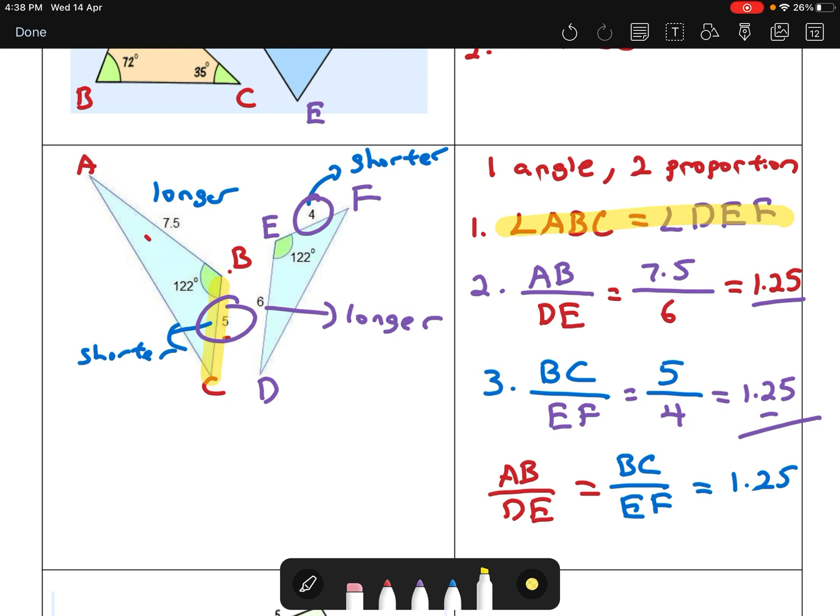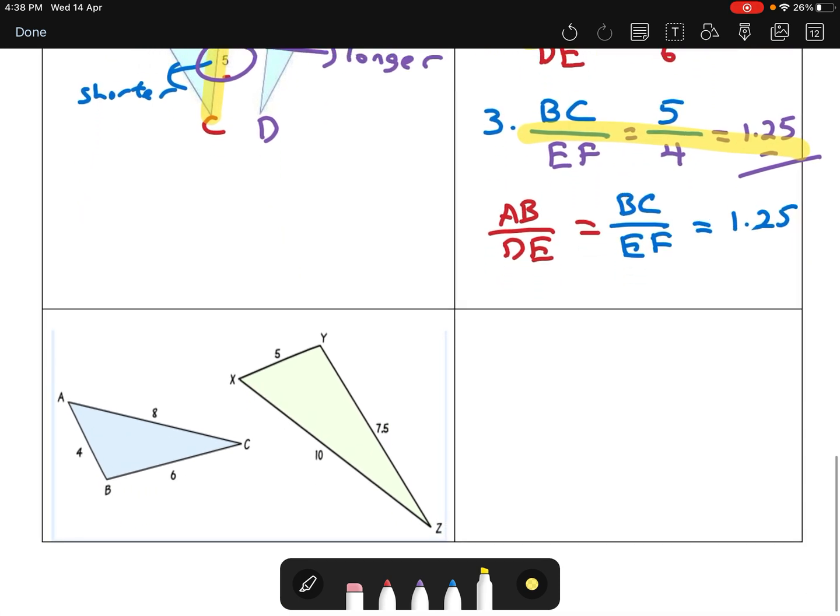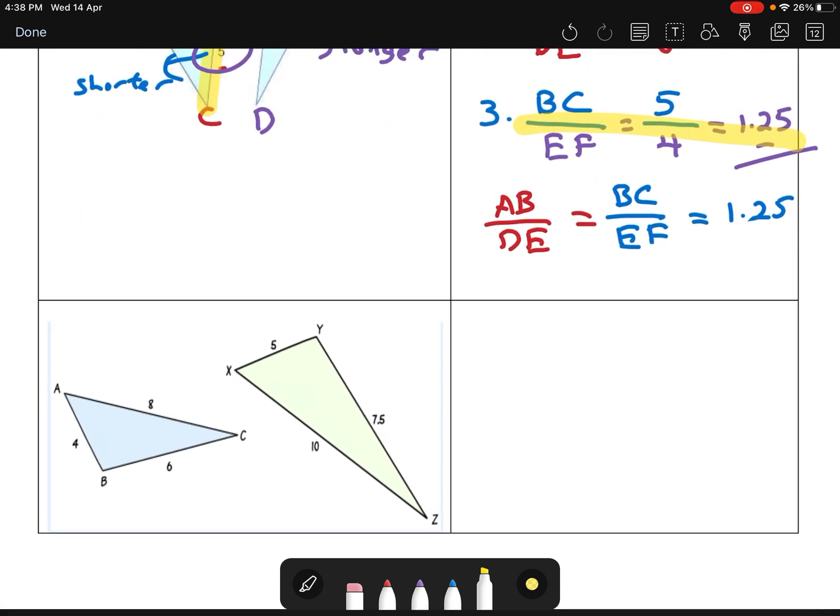As long as you can prove this angle and one proportion and another proportion, then it's enough to prove that these two triangles are similar. Now we go to the last test. In the last test, you can see that we are not given any angle. We are only given all the lengths of the sides, the three sides of a triangle.